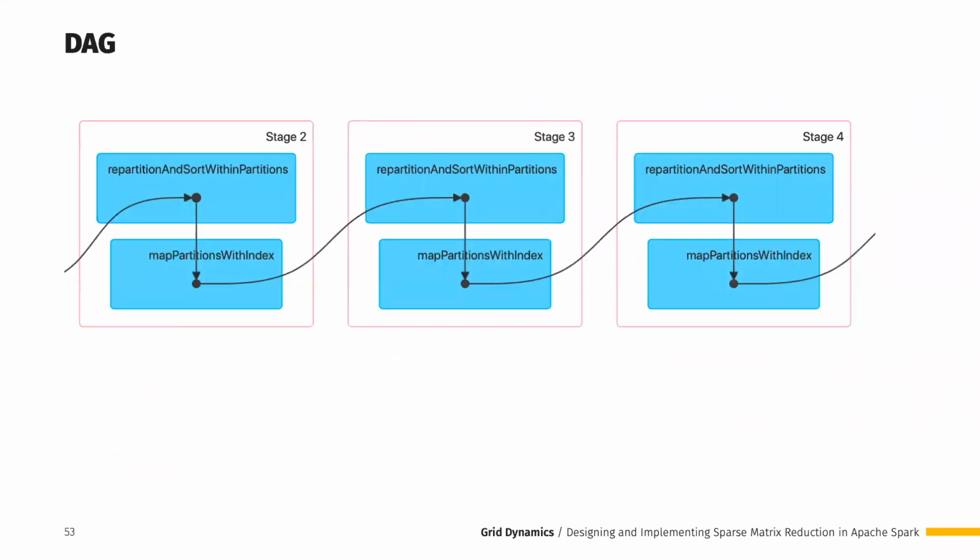This is how the DAG of computations looks. There will be the same number of stages as the number of partitions we put in, and each stage is really simple: shuffle read, and then map partitions with index. So pretty small stages. And we control the number of iterations by changing the desired number of partitions.